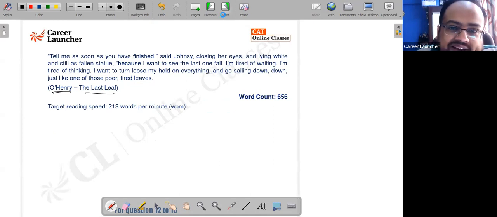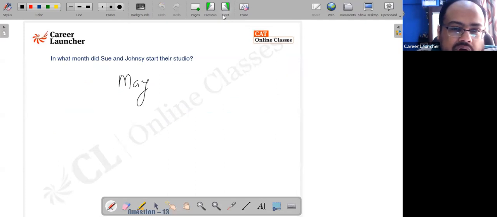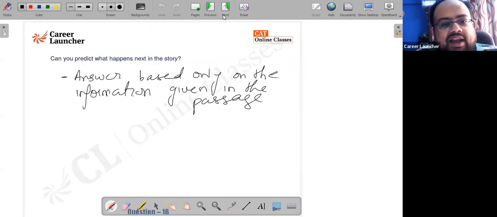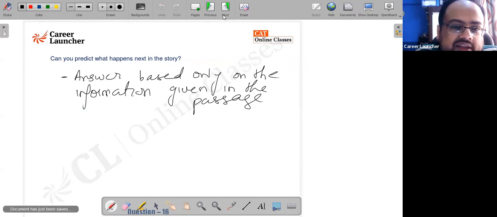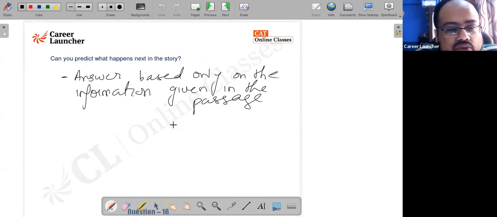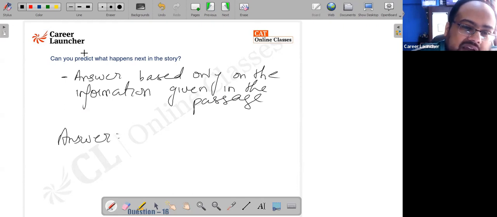So some of you might have read The Last Leaf before. But even if you had read it before, even if you know exactly what happens, that a leaf is going to get painted on the tree, such that it looks like a leaf on the tree. Even if you know exactly what happens next in the story, if it is not given in the passage, you cannot use that as the answer. I repeat, reading comprehension is only from the perspective of what the author has written. And based on what the author has written, the answer to this question, can you predict what happens next in the story?